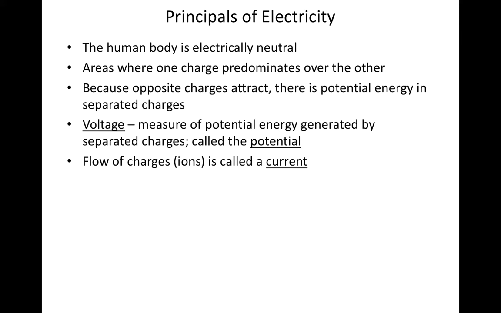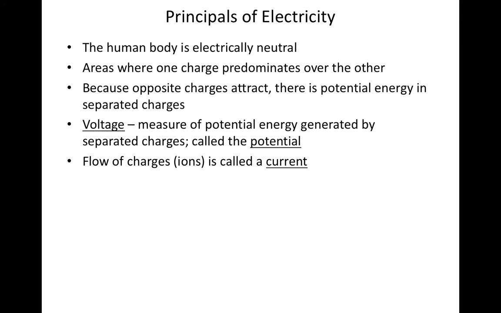Voltage is a measure of that potential energy. So we use voltage to determine how much potential energy is in a system, and then that potential energy is called the potential. So think about a 9-volt battery. That's how much potential energy is in the battery.